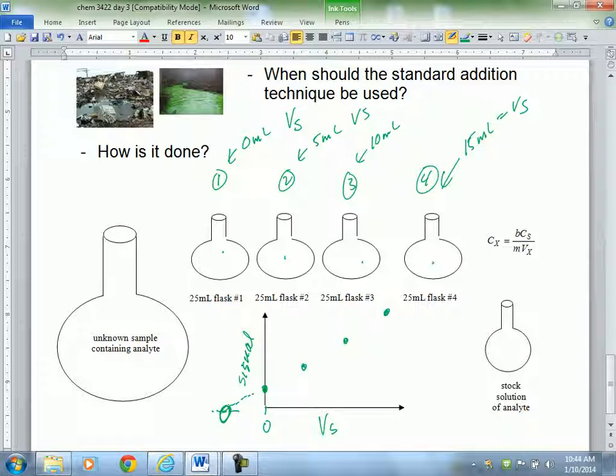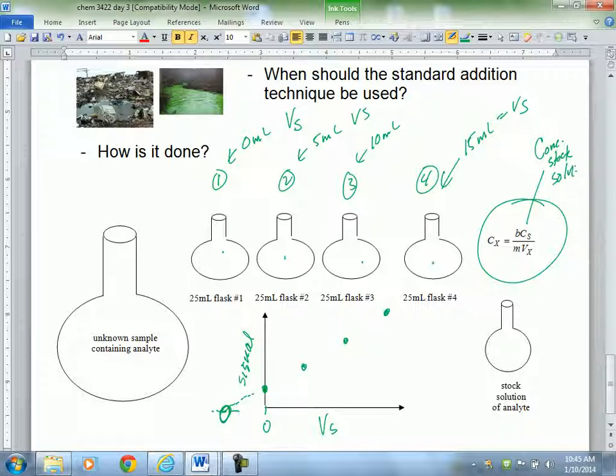The volume of stock, the amount of analyte that's in your unknown, is really equivalent to this volume of stock of my standard. But I don't know if that really helps you or not. You just calculate it. Calculate the concentration in your unknown. Again, B and M are what? Intercept and slope. So you're going to have to get a regression equation for this. CS is the concentration of my stock solution. So you need that.